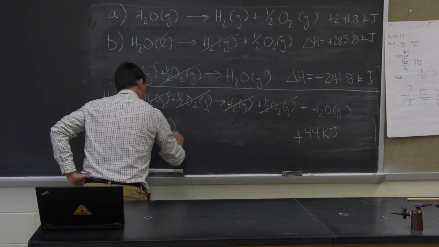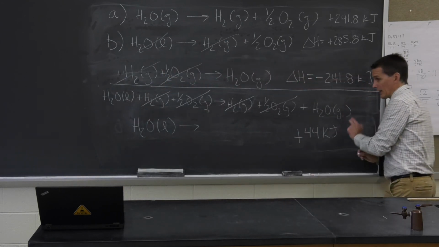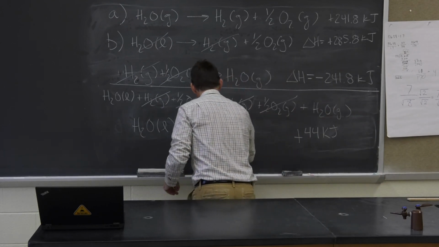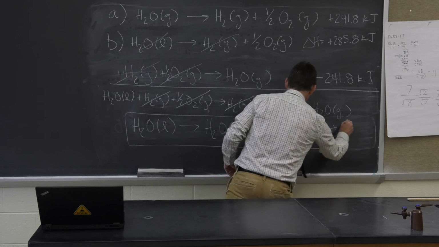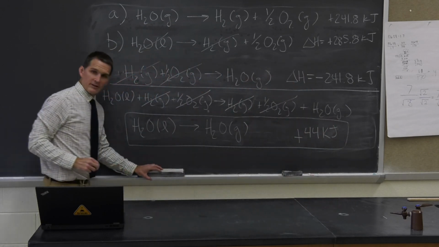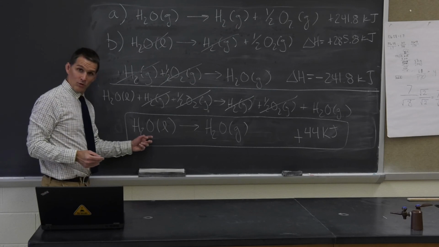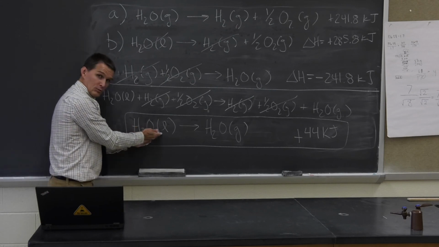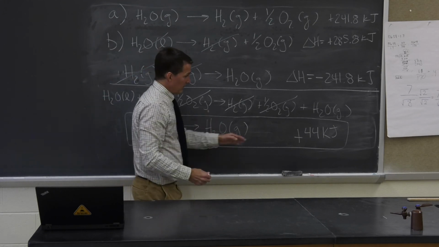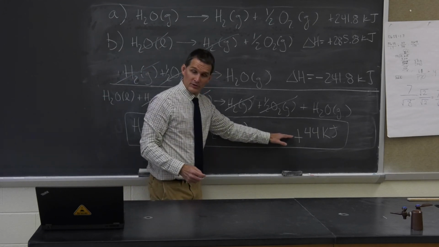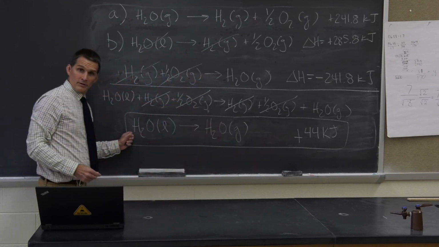H2O liquid goes to H2O gas. And we have just used all those equations I presented to you to figure out what the enthalpy change is for the boiling of 1 mole of water. I go from 1 mole of liquid water to 1 mole of gaseous water. That should be associated with an enthalpy change of 44 kilojoules for every 1 mole of water that ends up evaporating.